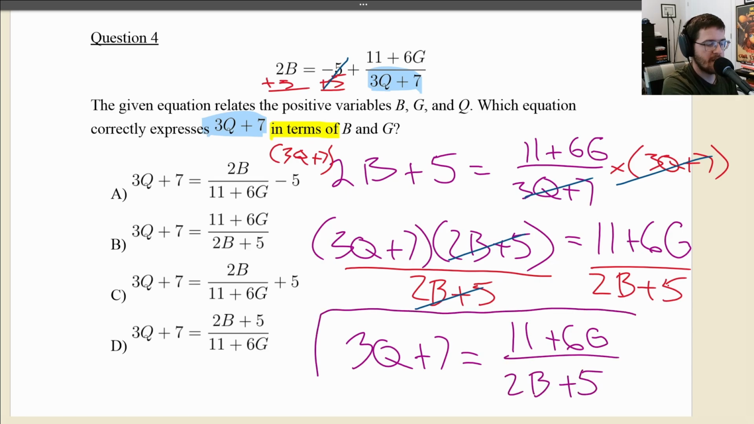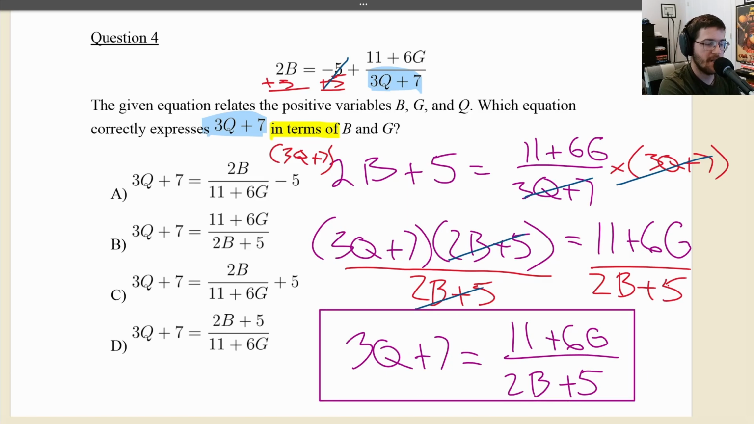There's more than one term in the denominator, so it wouldn't really make sense to try to split this fraction. You can't do it in a nice way. Either way, it doesn't matter. It already looks like what we wrote is choice B, so we're done.